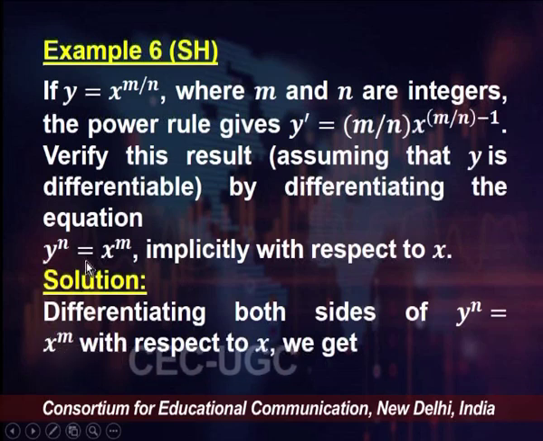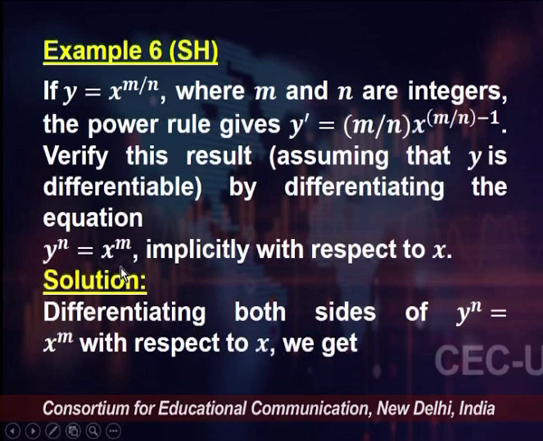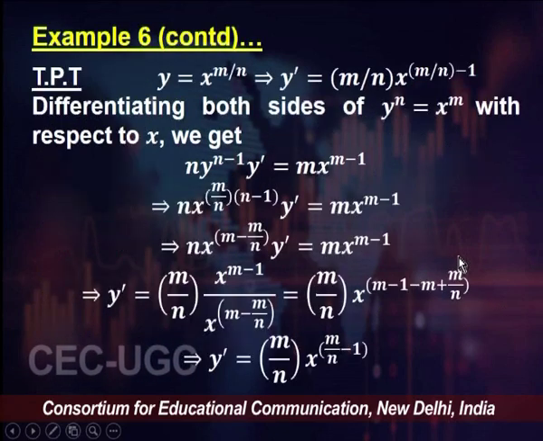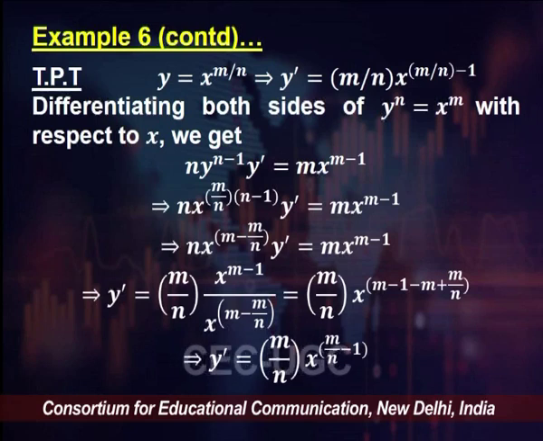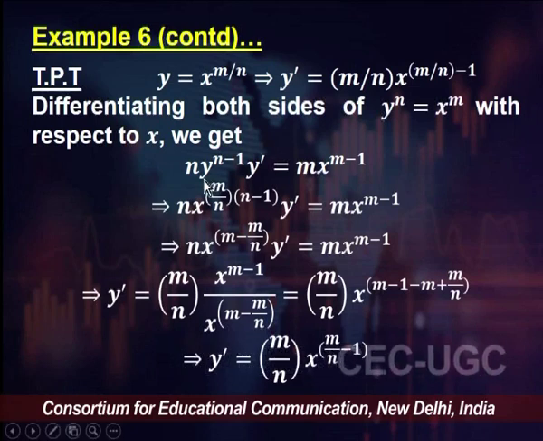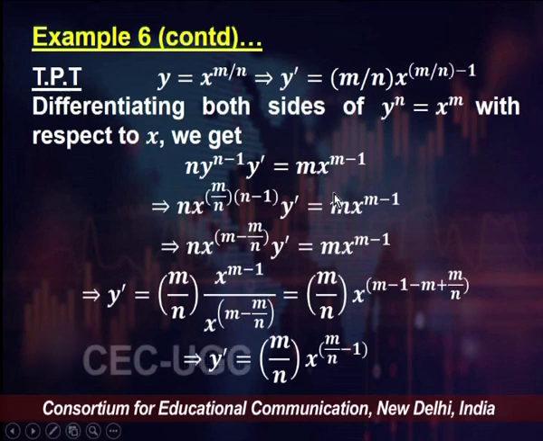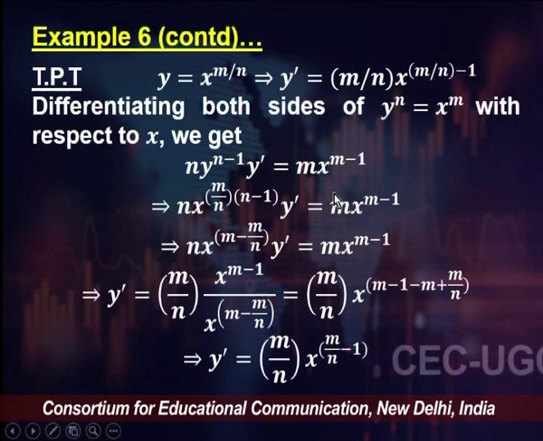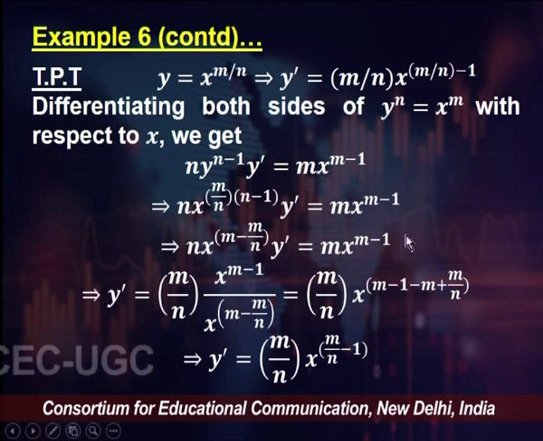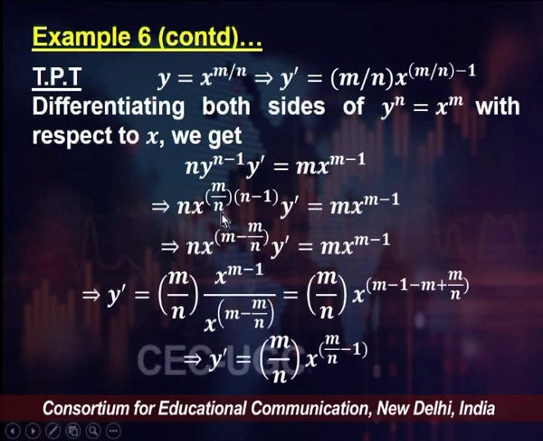You have to differentiate the equation y to the power n is equal to x to the power m. Differentiate this implicitly with respect to x. Now, once you differentiate this implicitly with respect to x, on the left hand side you are going to get n times y to the power n minus 1 times dy by dx, right? And that is then going to be equal to m times x to the power m minus 1. Now, because m and n are integers, we can always use the power rule for integers. We have already proven that.